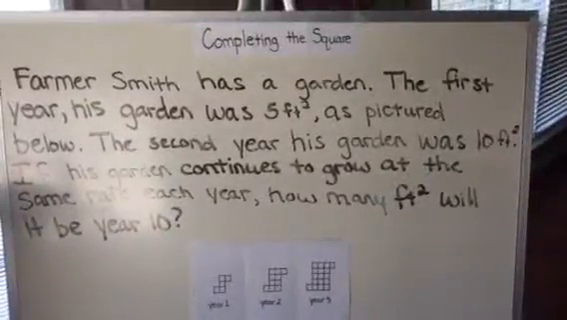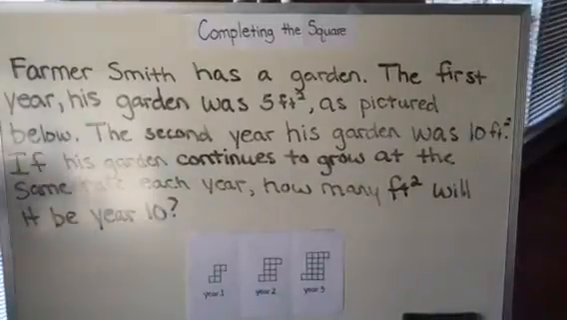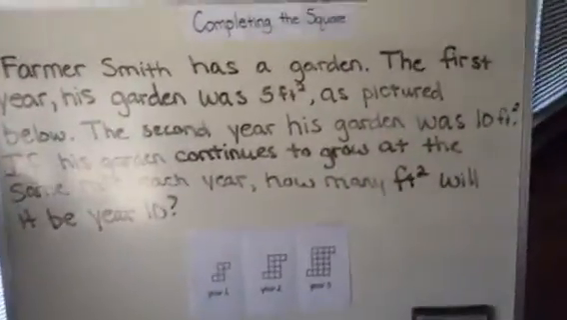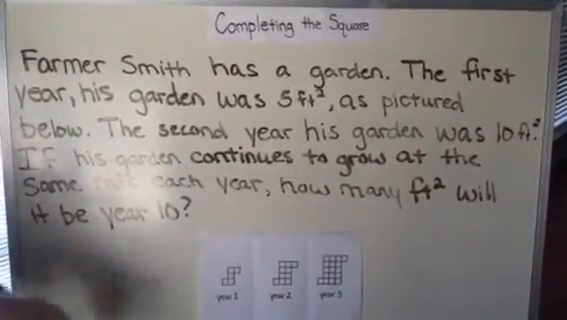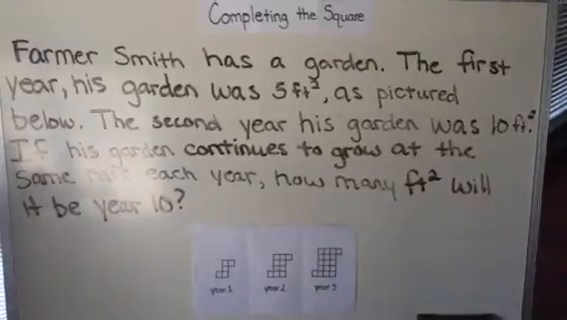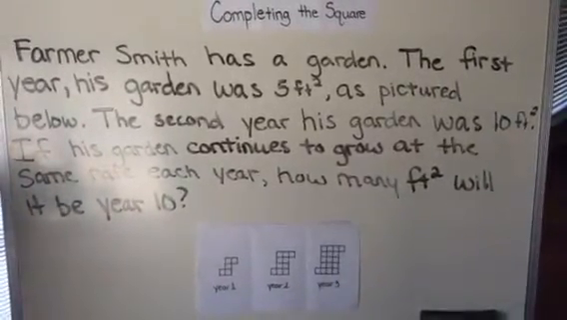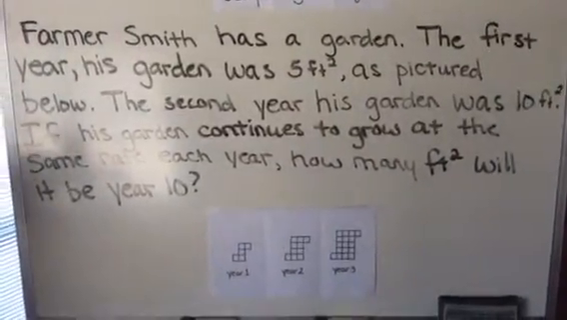Hello, today we are going to be looking at how to use the method completing the square to solve a word problem. Farmer Smith has a garden. The first year his garden was 5 feet squared, as pictured below. The second year his garden was 10 feet squared. If his garden continues to grow at the same rate each year, how many feet will it be year 10?